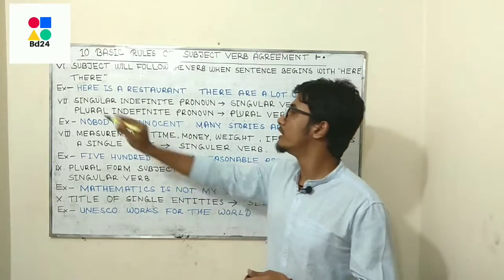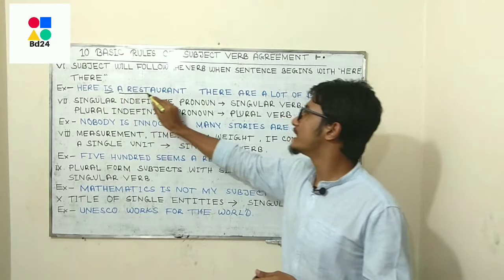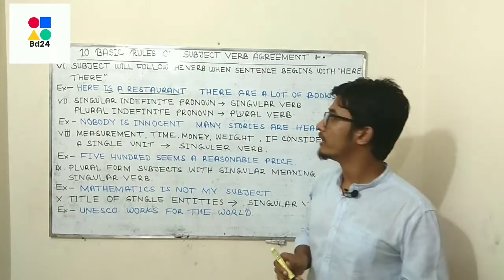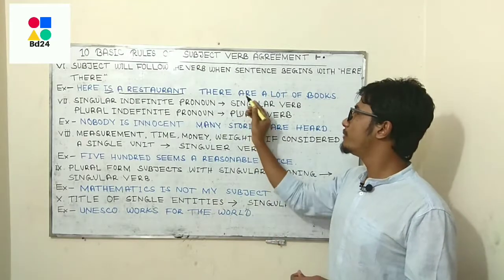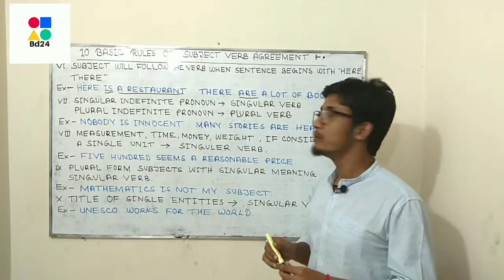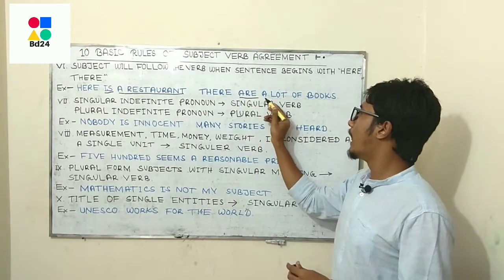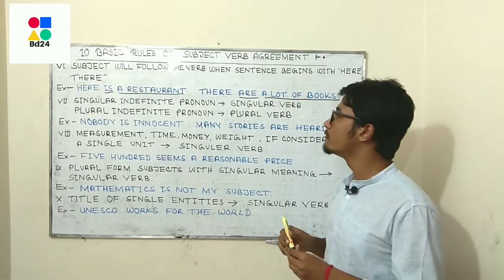So you have observed that as the verb is singular, the subject is also a singular one. And in the next example, there are. The verb is plural, are. So the subject will also be plural. There are a lot of books.